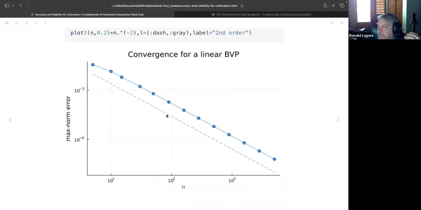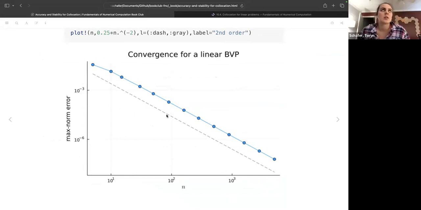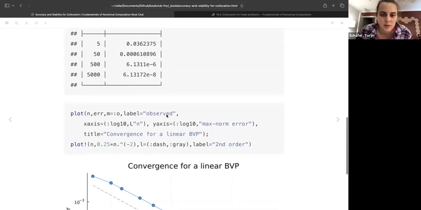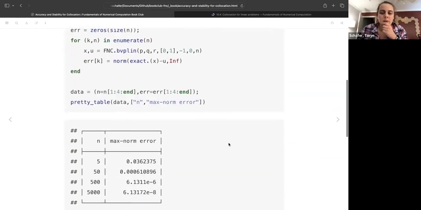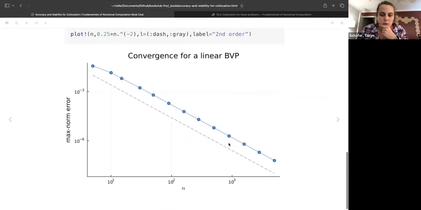I guess I don't know what the opposite of collocation is. Like, is there a setting where you're evaluating the function at locations that you didn't observe? I don't know. Yeah, that's a good question. I have to look into it.